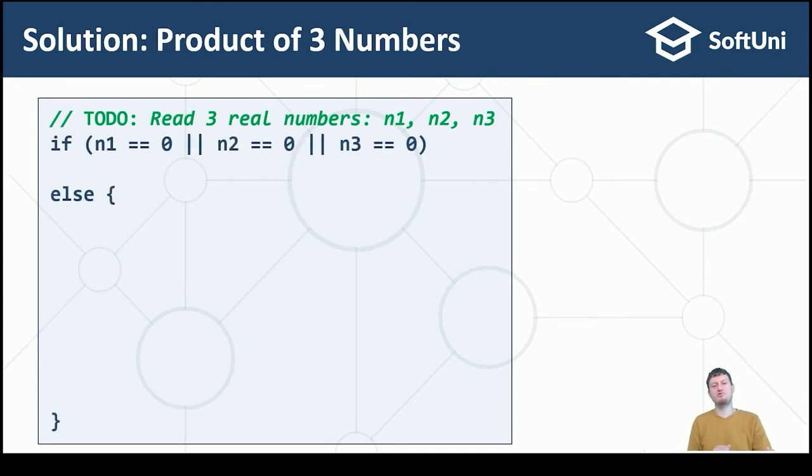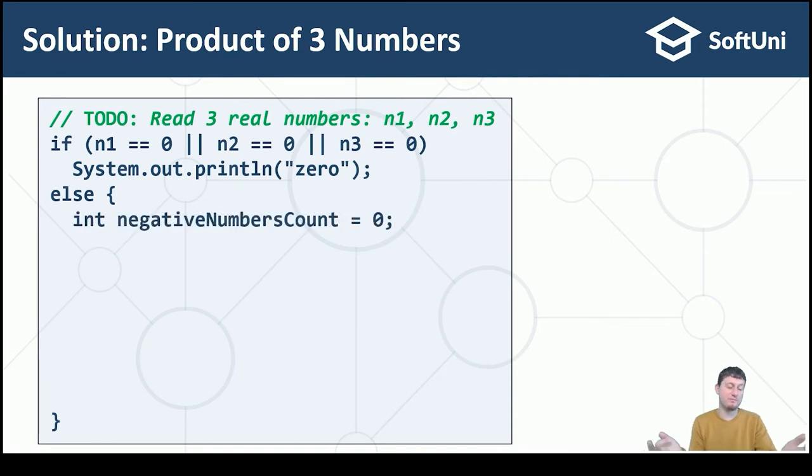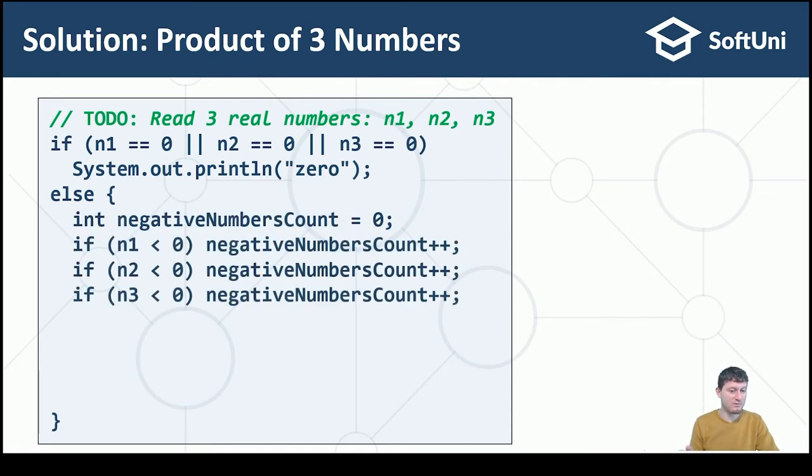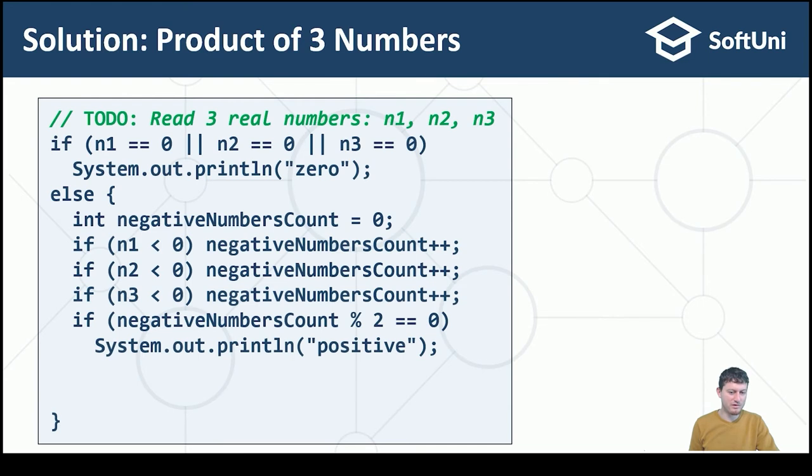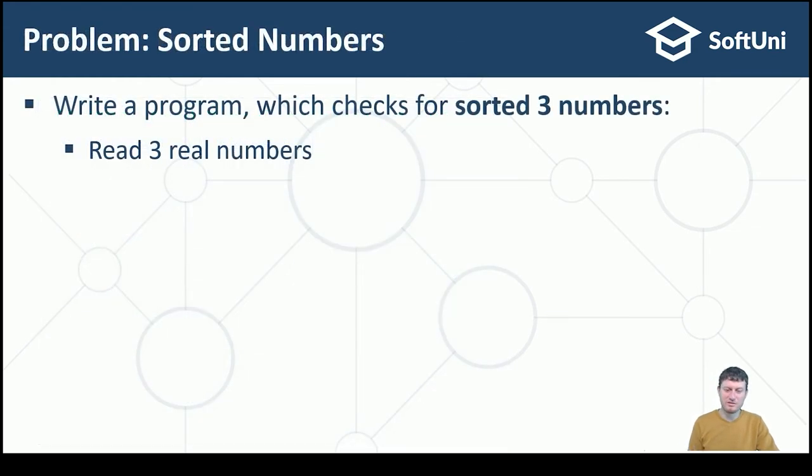This is the solution I had in mind before the start of this lesson. It was about checking whether we have 0. If one of the input numbers is 0, the final product will be 0. Otherwise, we count the negatives, how many negative numbers we have among the input numbers, and if they are even, we have positive. Otherwise, we have negative product. That's all about this problem. So let's go ahead with the next problem.